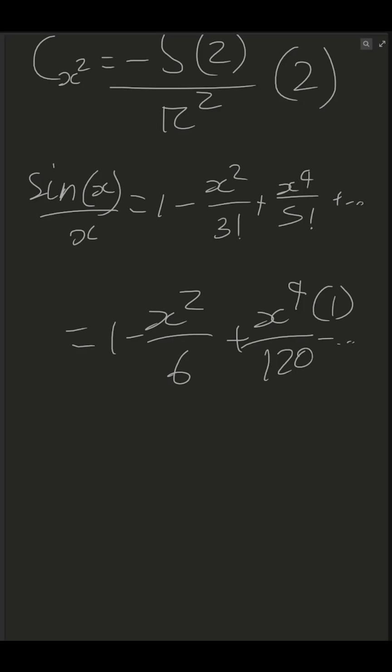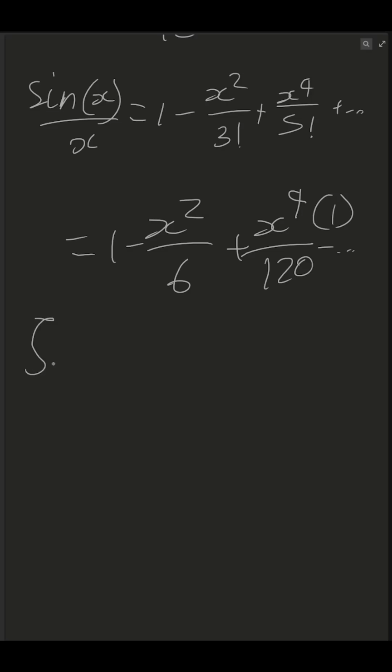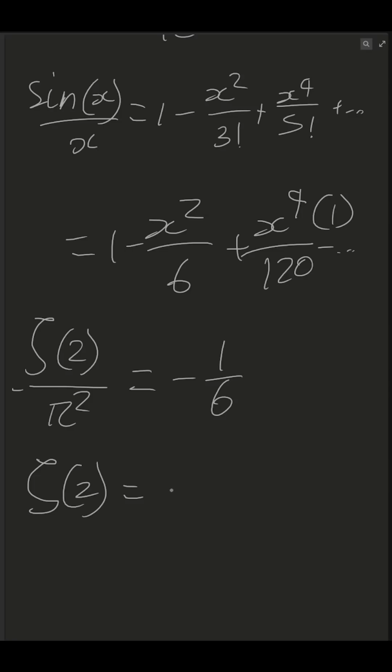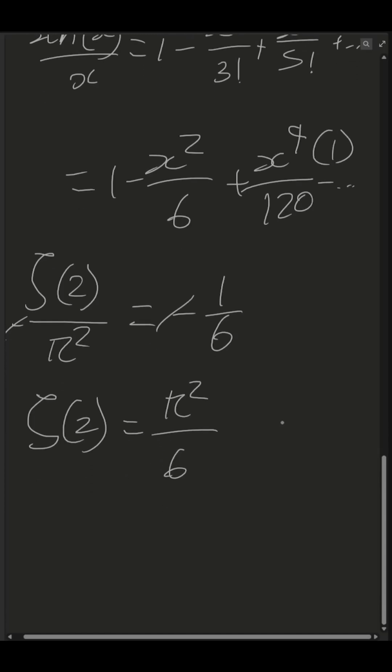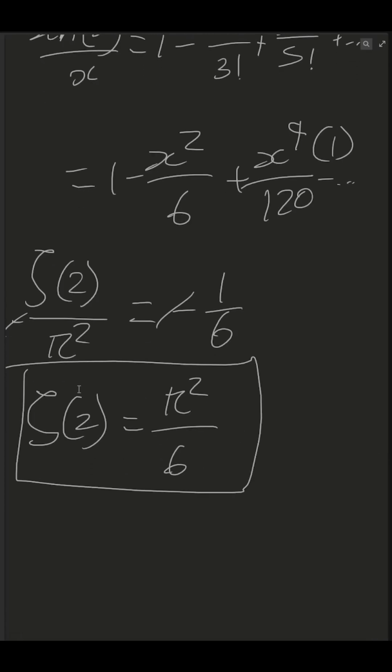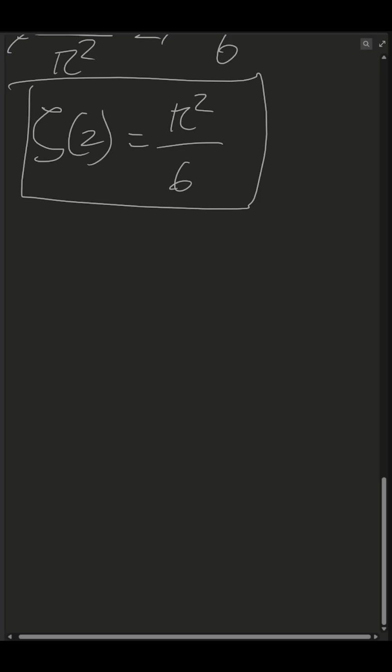Now, if we equate our coefficients of x squared here, what we can say is that zeta of 2 over pi squared is equal to minus 1 over 6. Very good. So zeta of 2 must be equal to, because those cancel out, pi squared over 6. And that is our solution to the Basel problem, which is going to be very useful right now because we are going to swiftly move on to the evaluation of zeta of minus 1.